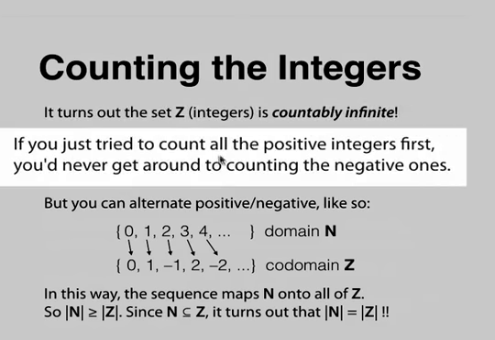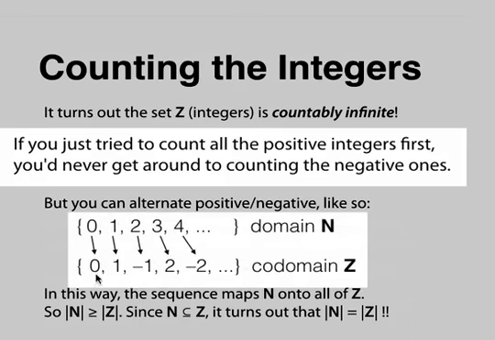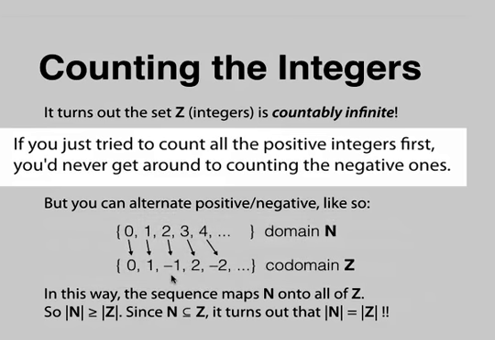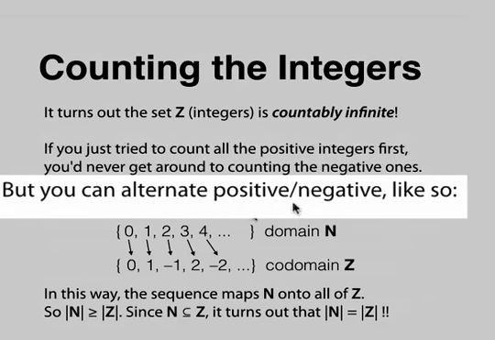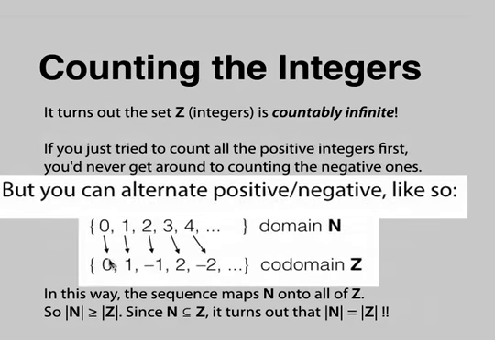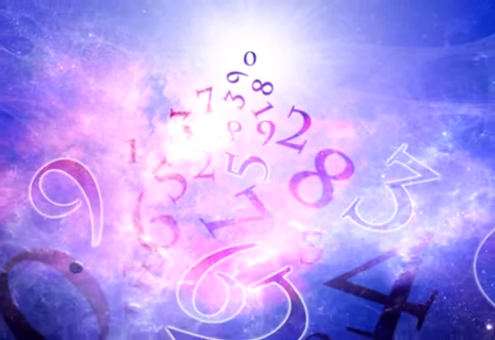If you just tried to count all the positive integers first, you'd never get around to counting the negative ones. For example, I start 0, 1, 2, 3, 4, 5. But what about -1? I don't get around to it. But there's a smarter strategy. You can alternate positive, negative, like this. 0, 1, -1, 2, -2, 3, -3. At the end of that, all the integers have been counted. At some point, every integer, we're going to get to it. And we've never run out of the natural numbers.